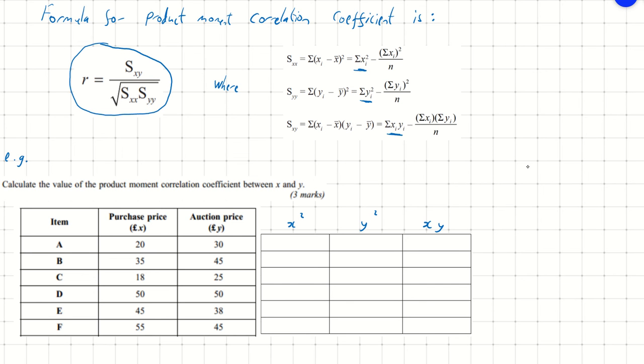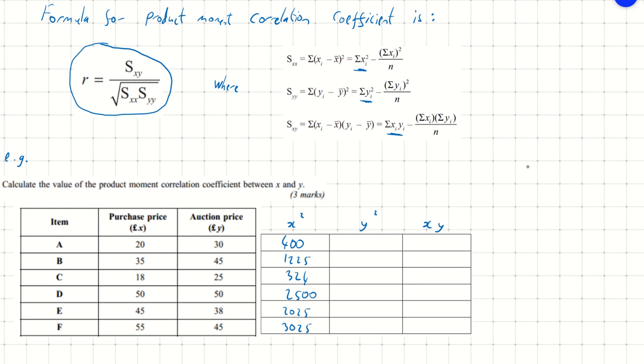So x squared, when x is 20, x squared is 400. When x is 35, x squared is 1225. X is 18, x squared is 324. X is 50, 2500. 45 squared is 2025. And 55 squared is 3025. So that's my x squared values filled in.